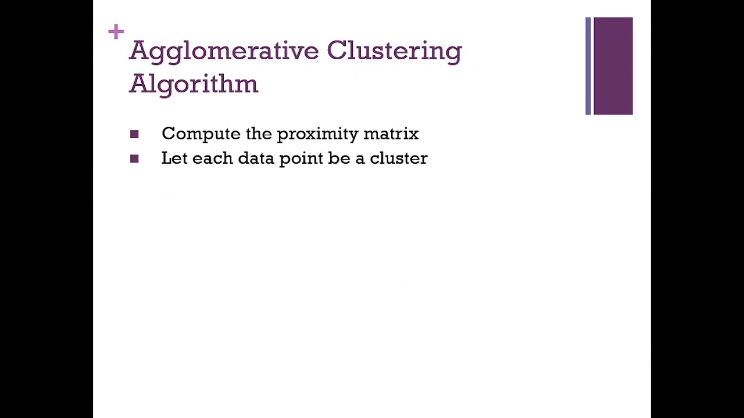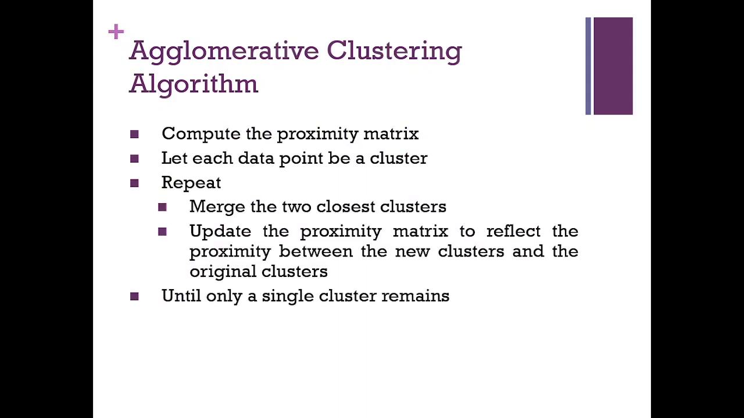Now, what we are going to do is study the algorithm of agglomerative clustering. In agglomerative clustering, we first compute the proximity matrix. So the proximity matrix is the distance of all the given points, or the proximity of all the given points, from all the other given points. I'll show you what a proximity matrix is. Now, as we discussed, in agglomerative we let each data point be an individual cluster. Then we're going to repeat these steps until only one cluster remains.